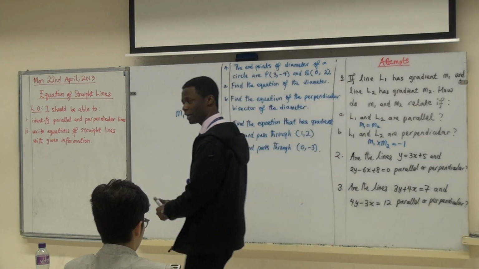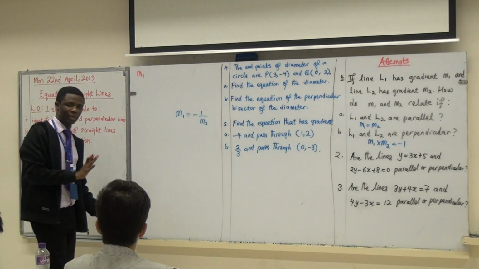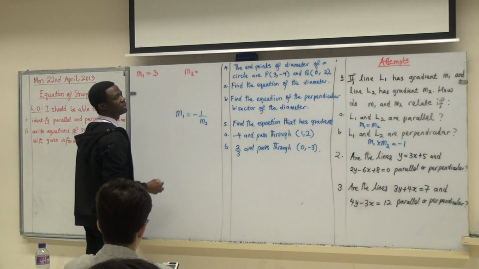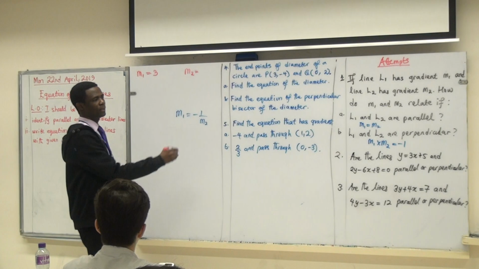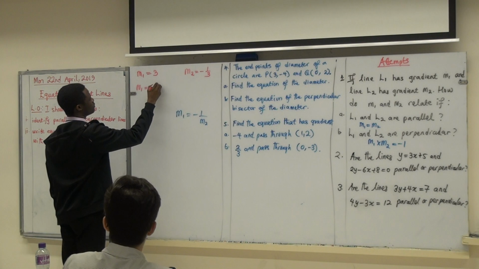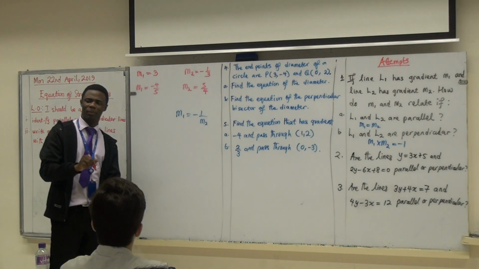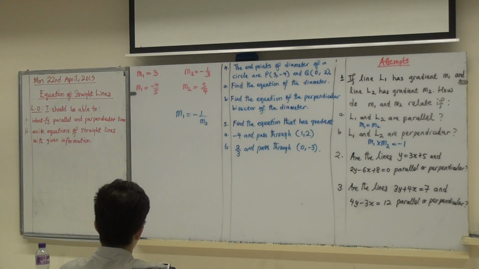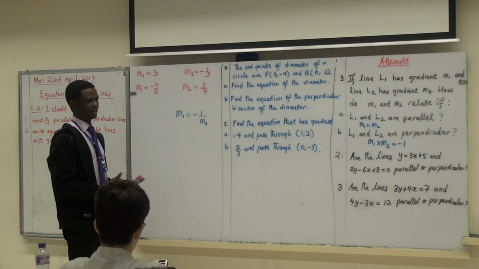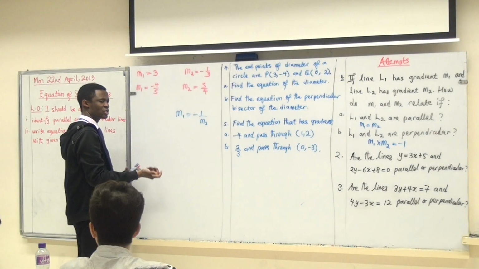Isaac, are you here? Don't be lost. For perpendicular lines now, if M1 is 3, what is M2, class? Negative one third. Good. If M1 is minus 4 over 5, what is M2? 5 over 4. Just flip it and change the sign.